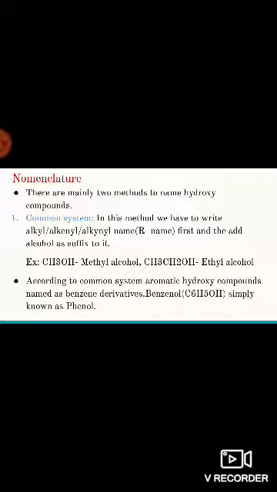Tertiary alcohols: the best example for a tertiary alcohol is tertiary butyl alcohol, where the hydroxy group is attached to a tertiary carbon. So it is an example for a tertiary alcohol. Okay, fine. Next, nomenclature of hydroxy compounds.